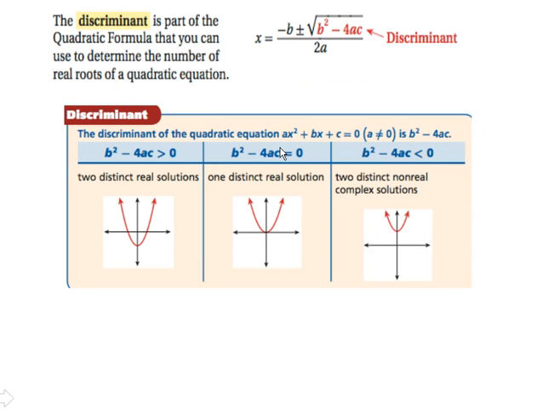The last thing here is something called the discriminant, and the discriminant is actually part of the quadratic formula. It's this red piece right here, b squared minus 4ac. You can use the discriminant to determine what types of roots you have. If the discriminant is greater than 0, it's positive, you have 2 roots. If the discriminant is equal to 0, you have 1 root. And if the discriminant is less than 0, if it's negative, you have imaginary roots or non-real roots.